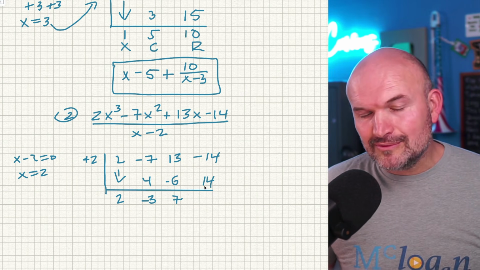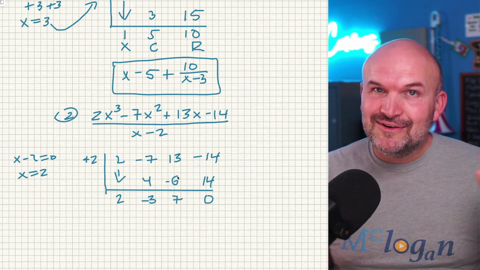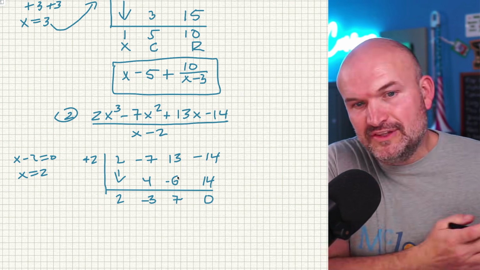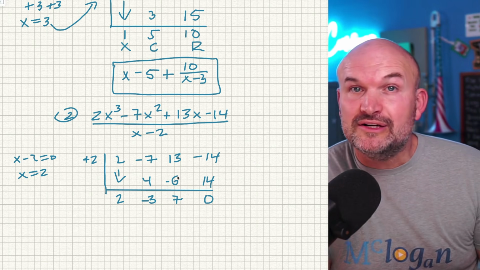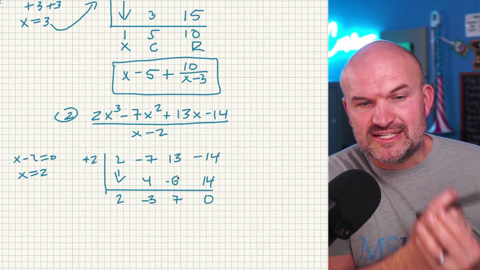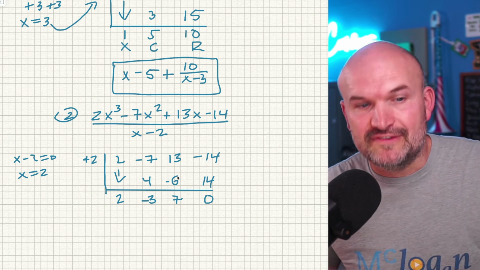Now here, we're going to have something special, right? That is going to be a 0. So what this means is x minus 2 is actually a factor. If something evenly divides into another polynomial with a remainder of 0, then that is a factor. That's going to be something very, very important. And one of the best use cases we use for polynomial division is being able to identify factors.